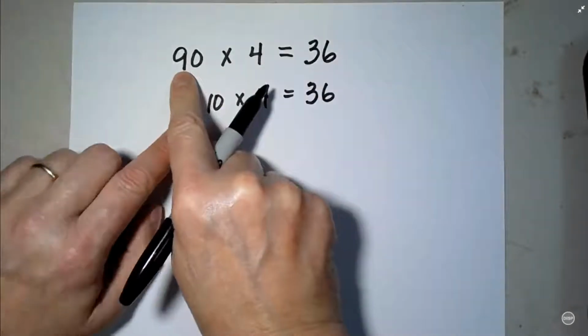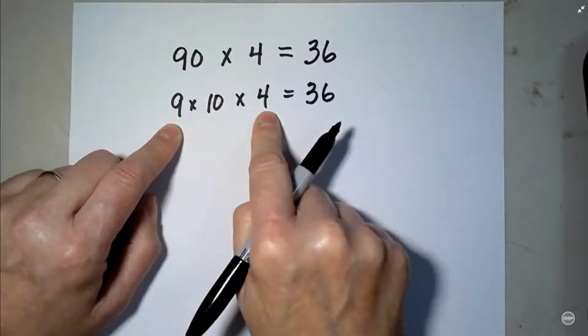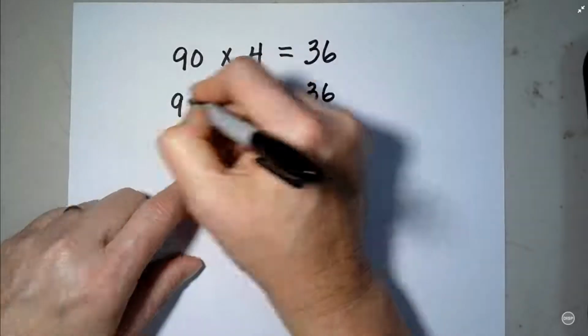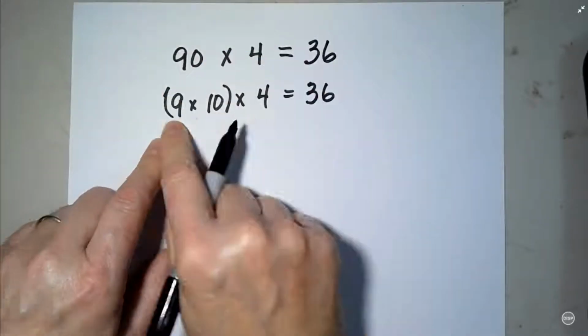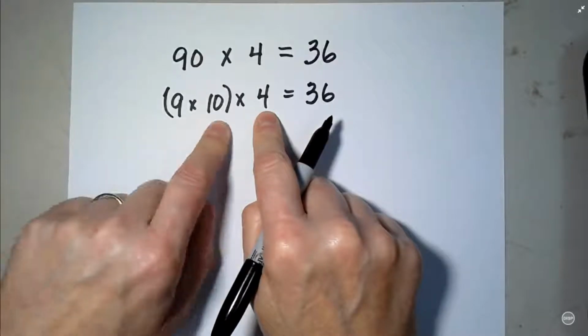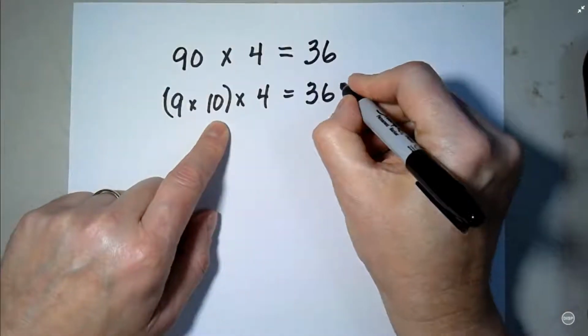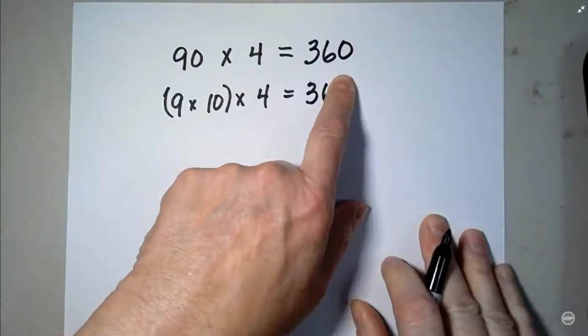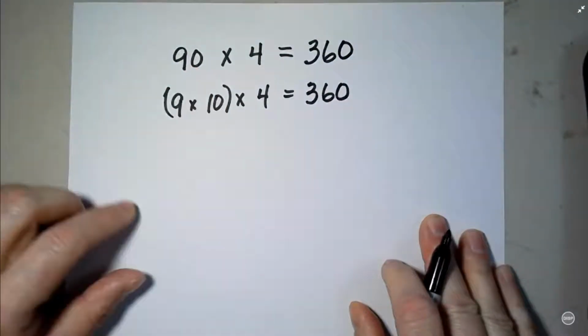Okay, so 9 times 4 is 36, but then we got this 10 that we have to deal with. And with multiplication, we can do it in any order. So what we're doing is we're just saying, okay, 9 times 4 is 36. Then we're going to multiply by the 10 to get 360. And we multiply the 10 up here because that's 90.